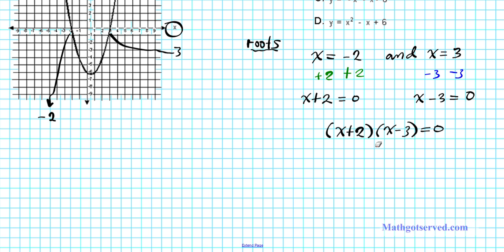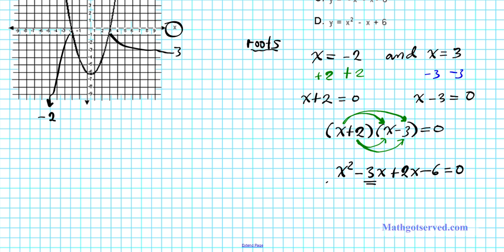Okay, now let's simplify this. We just distribute or FOIL this out. First, outer, inner, and last. Okay, so x times x is x squared. Outer, x times minus 3 is negative 3x. Inner, positive 2x. Last, negative 6.